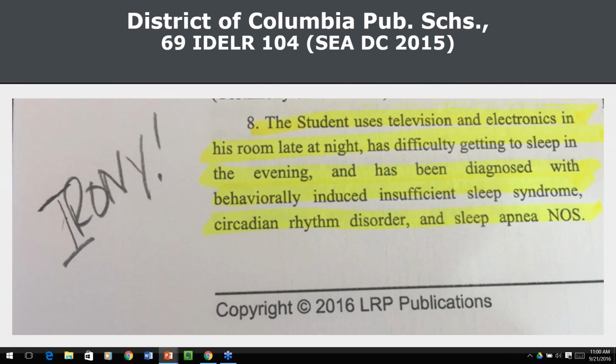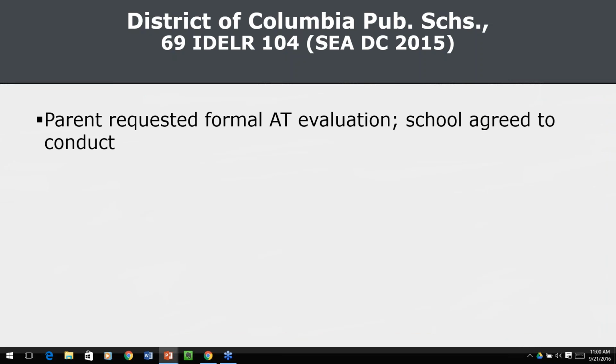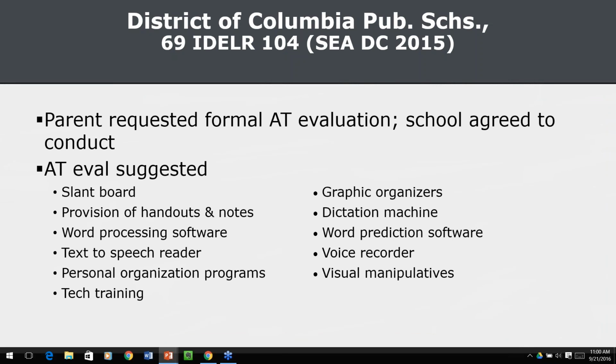That's all. So the parent requested a formal AT evaluation, school conducted it, and then the evaluator, again, recommended all this boring stuff that the parent really didn't want. Slant board, handouts, word processing software, text-to-speech reader, all this stuff. But look at the second to last thing in the bullet point. Here, voice recorder was something that the AT evaluator suggested.